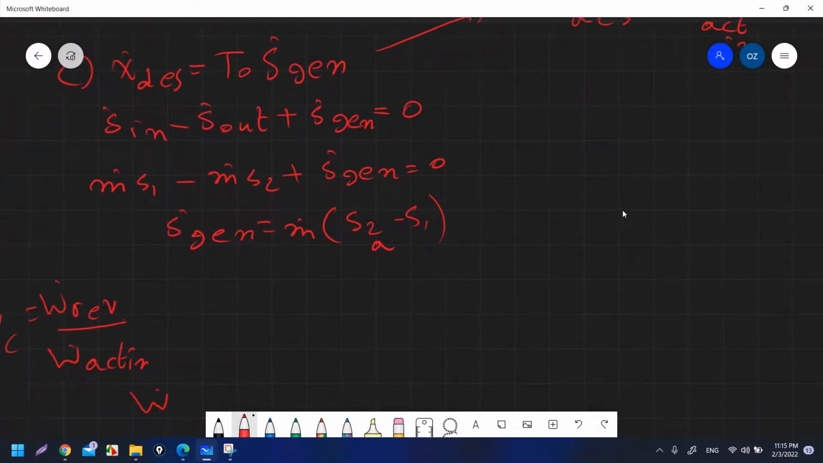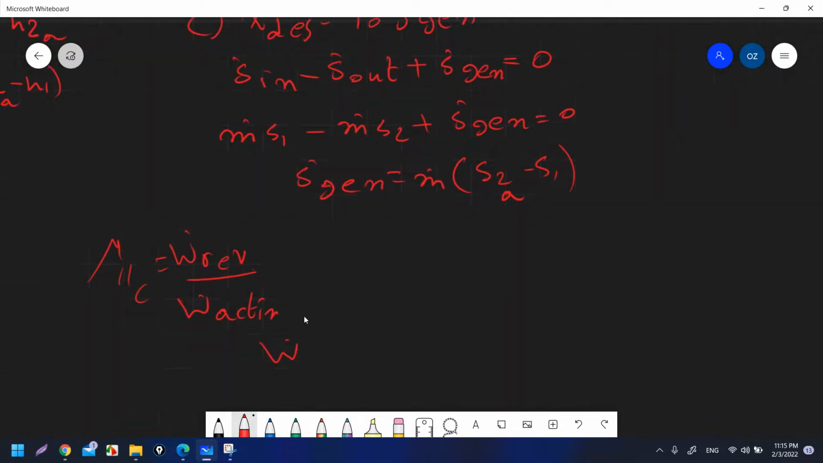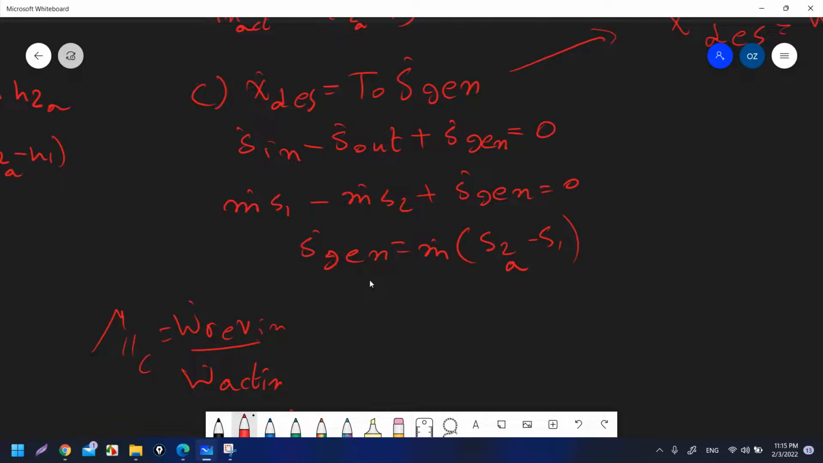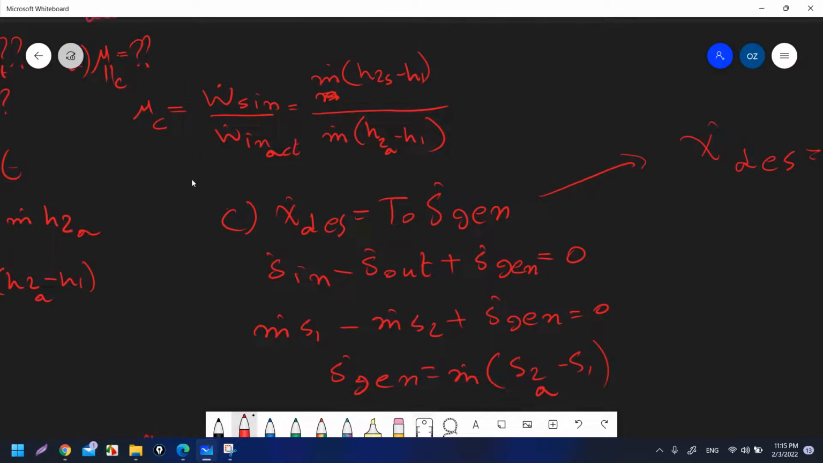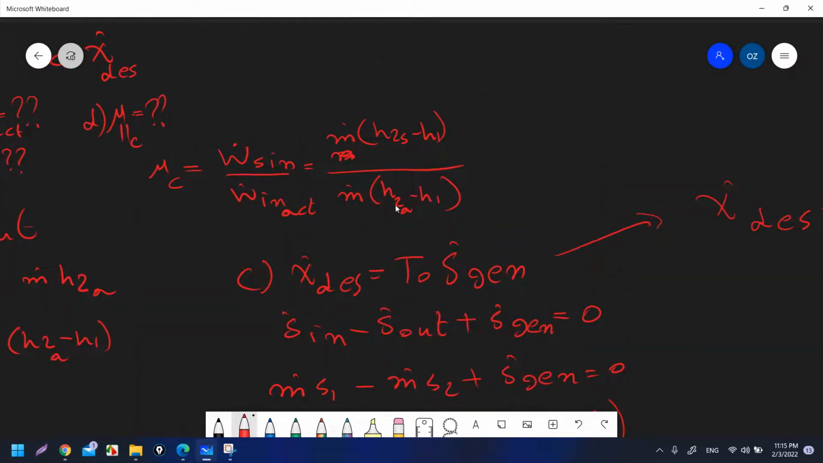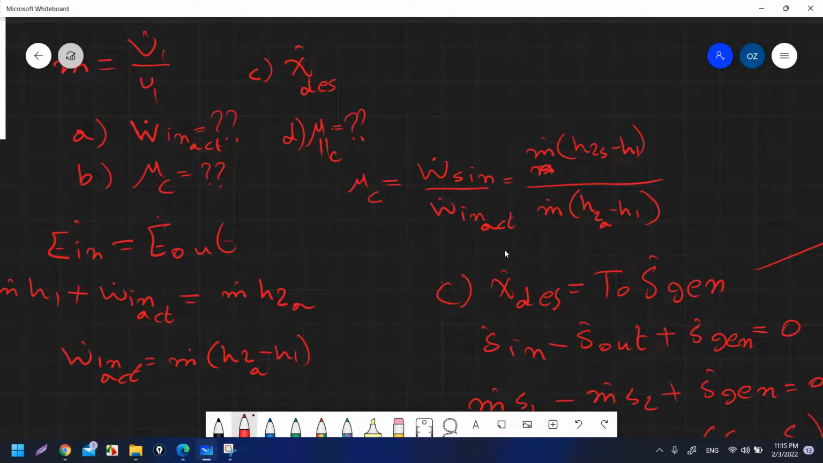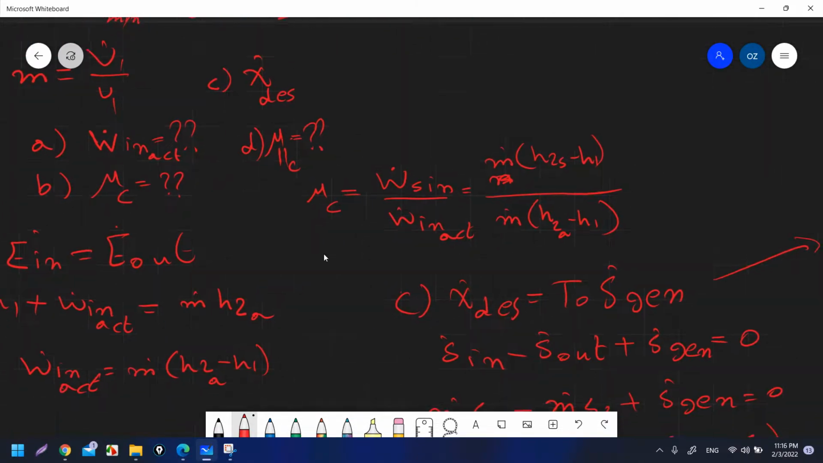What else? Okay, for part D it is this one. We said it is work reversible in, and I will get it from this equation over the work useful actual that I will get from part A, from the energy balance. What else can I use here? I need to find H2S and H2A. That is it, I don't need anything else. Okay, so let's get started.